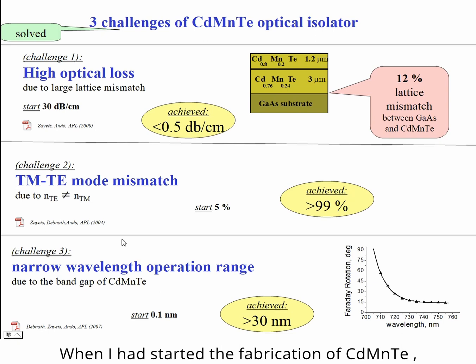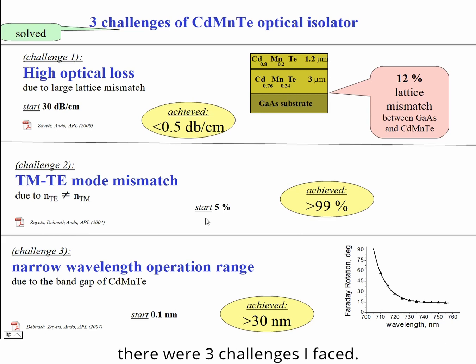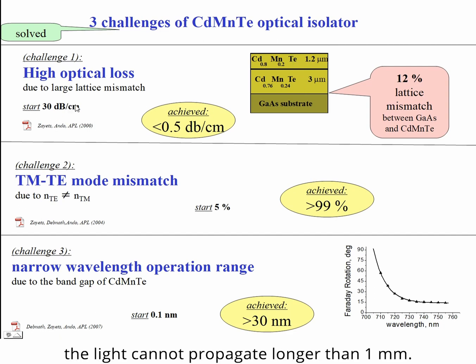When I started the fabrication of cadmium manganese telluride waveguides, there were three challenges I faced. The first challenge was a substantial optical loss, which is due to a large lattice mismatch between gallium arsenide and cadmium telluride, and a substantial number of dislocations in the waveguide core. The loss was so large that light could not propagate longer than 1 millimeter. The problem was solved by optimizing the growth technique.